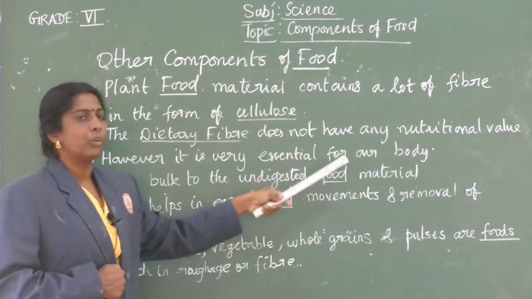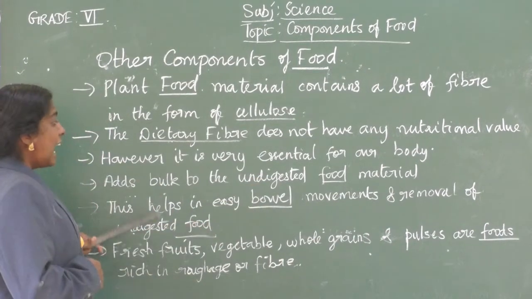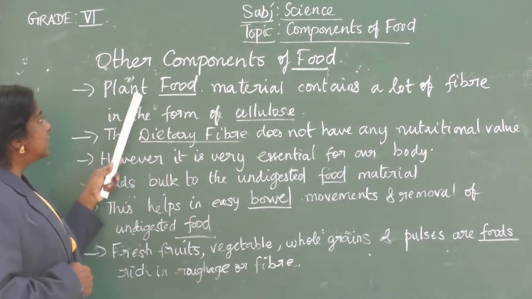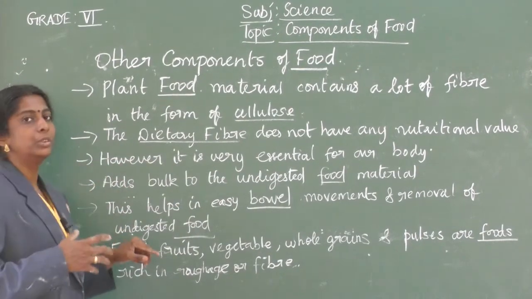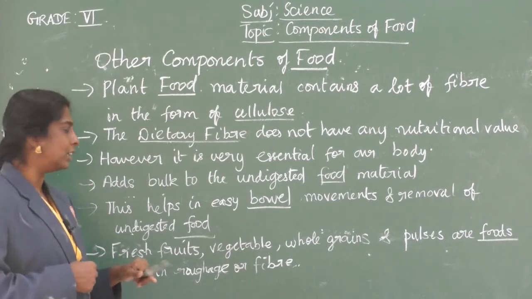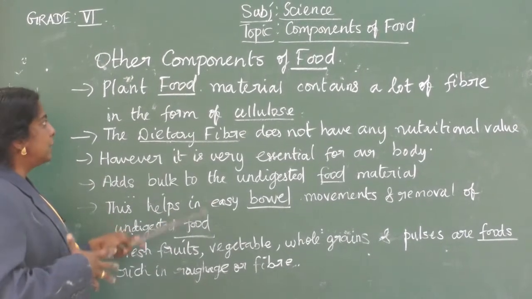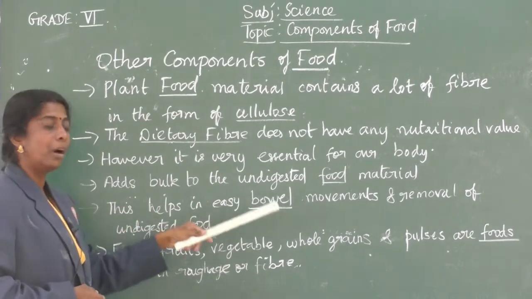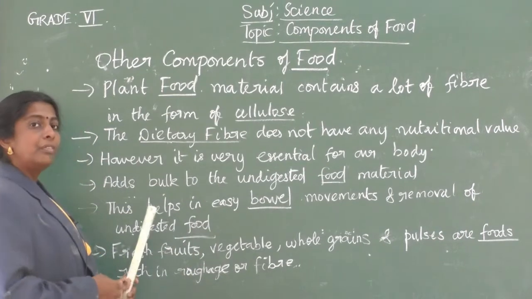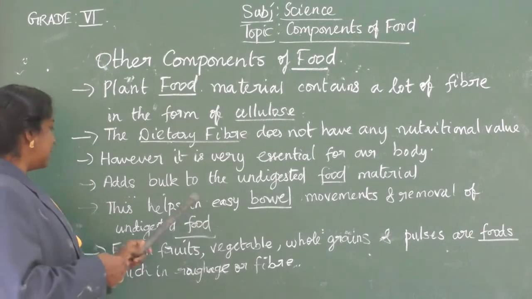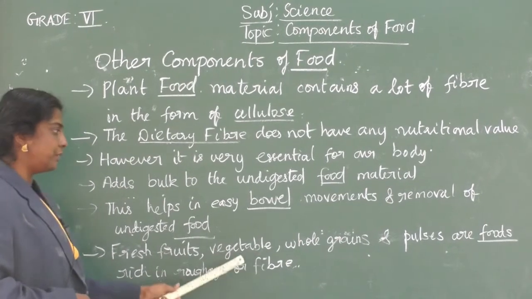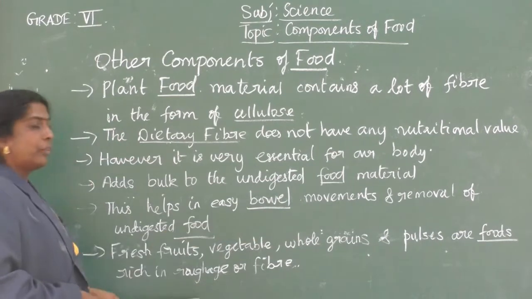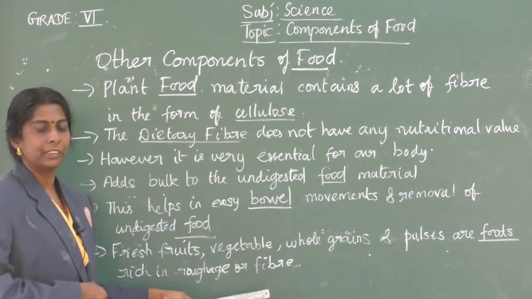It is very essential for our body. It adds bulk to the undigested food material. Clear? The quantity is more because of this fiber. This helps in easy bowel movement and removal of undigested food. It is present in fresh fruits, vegetables, whole grains and pulses. These are foods which are rich in roughage or fiber. Clear?